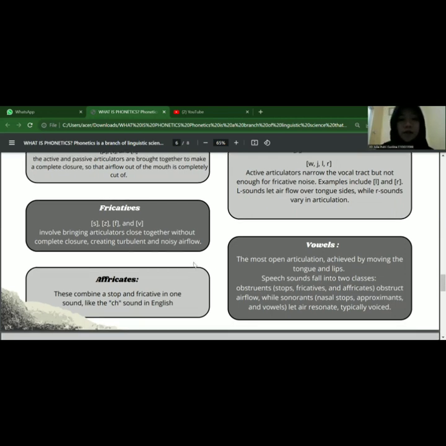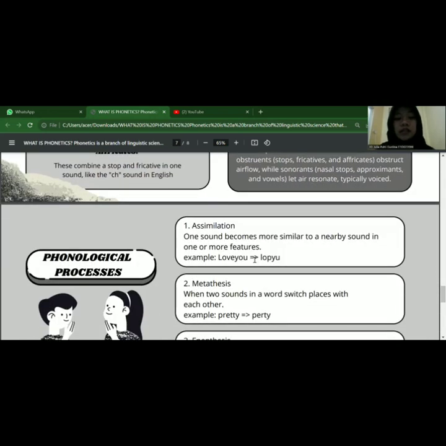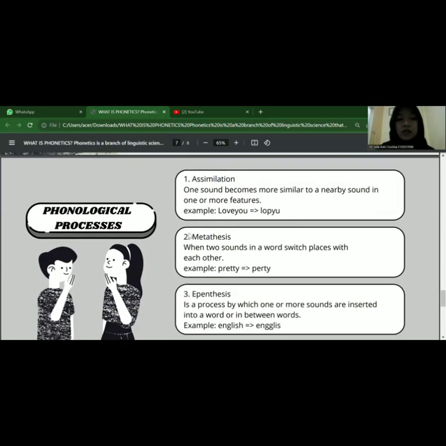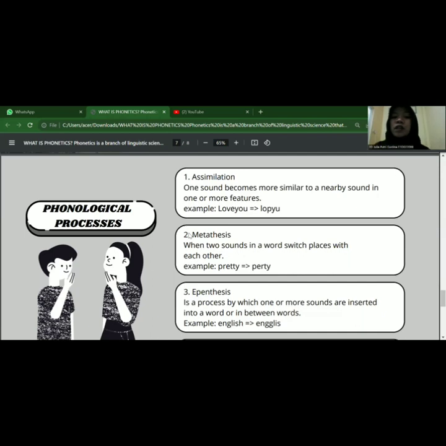And the last one is affricates. This combines stop and fricative in one sound, like the ch, like chunky bar, like chips, everything like that. And we are going to the last topic, which is phonological processes.